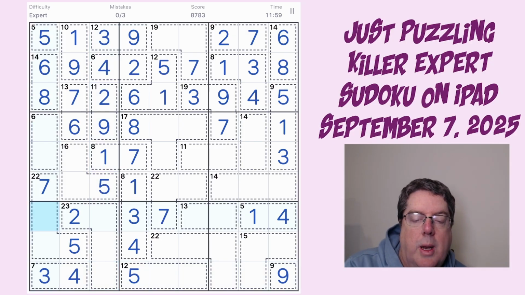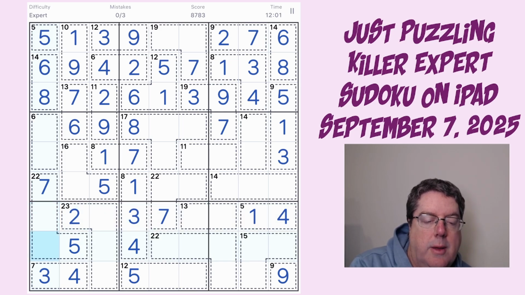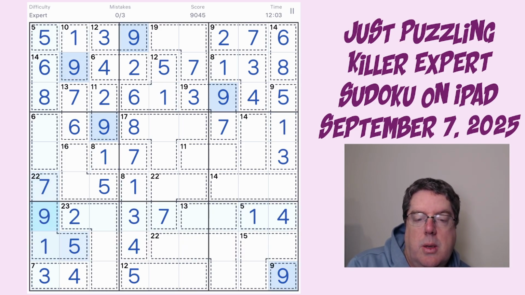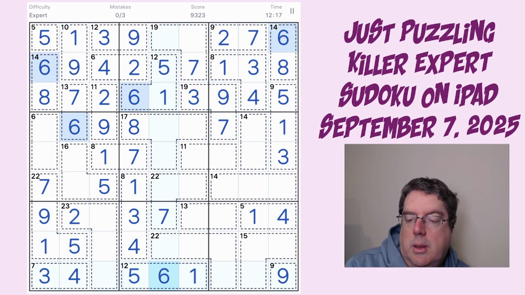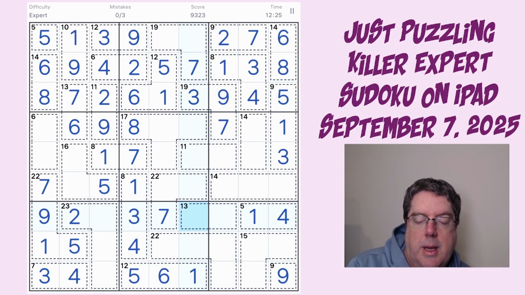One is here, so 1 comes across here, so this is a 1, leaving this to be a 9. 9 is one of these two. Okay, so 1 comes down here, can't be here, can't be here, so this is a 1, leaving this to be a 6. So this is 8 and 5. Because of the 5 here, this is going to be the 8, and this will be the 5.